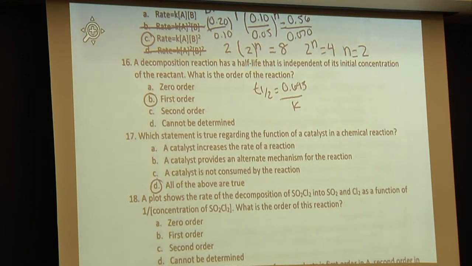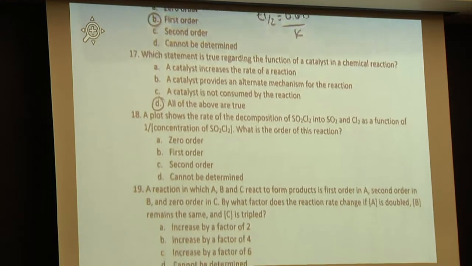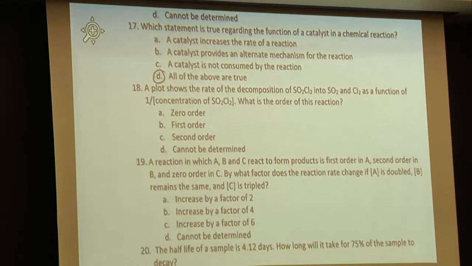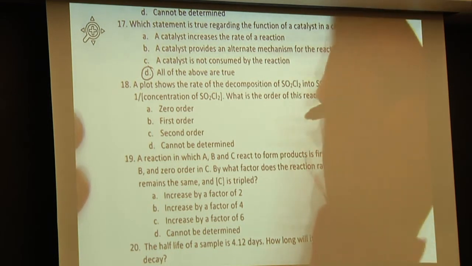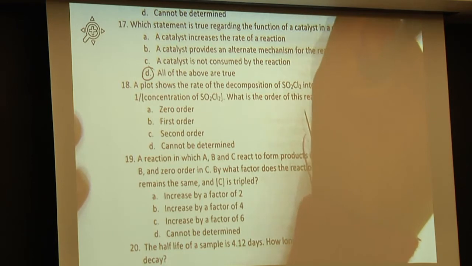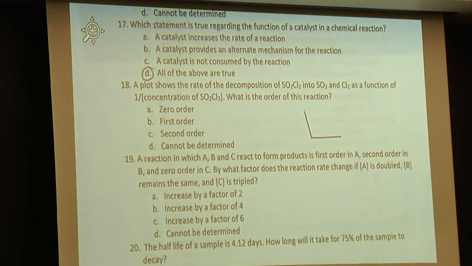All right, moving on to number 18. A plot shows the rate of the decomposition of SO2Cl2 into SO2 and Cl2 as a function of 1 over concentration of SO2Cl2. What is the order of this reaction? How many people say first order? How many people say second order?